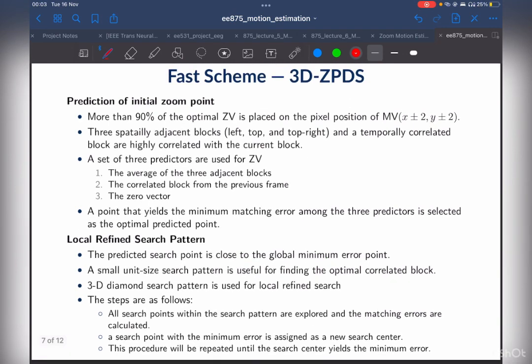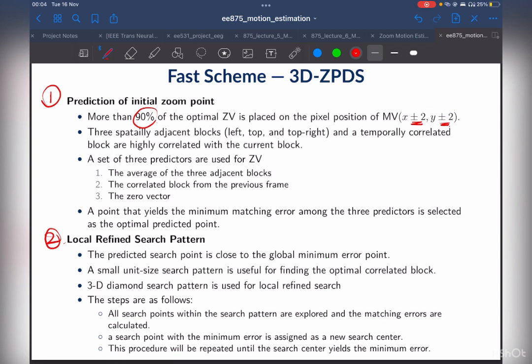Of course, the CME with no fast algorithm requires more complexity than the conventional ME, so they also propose a fast scheme, namely 3D ZPDS, containing two main steps. The first step is to predict the initial zoom point, and from the experiment, more than 90% of the optimal zoom vectors are placed at the pixel position of the motion vector plus or minus 2.